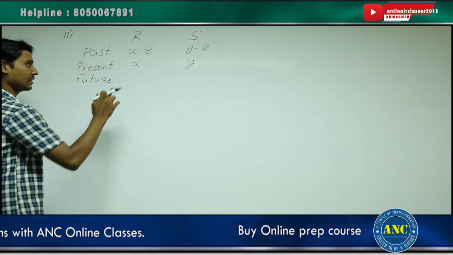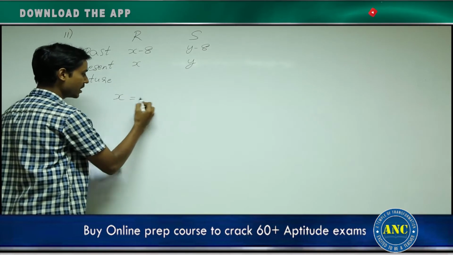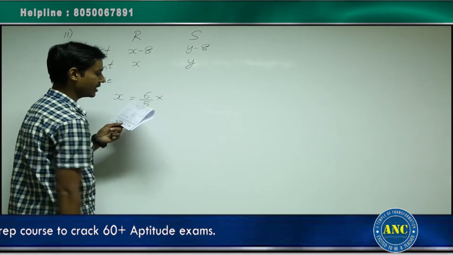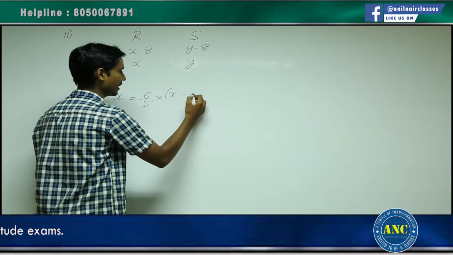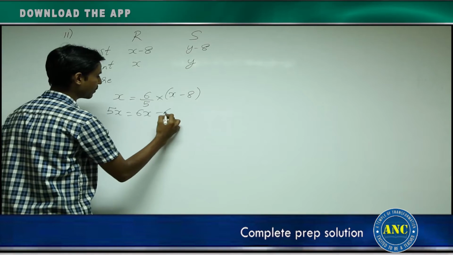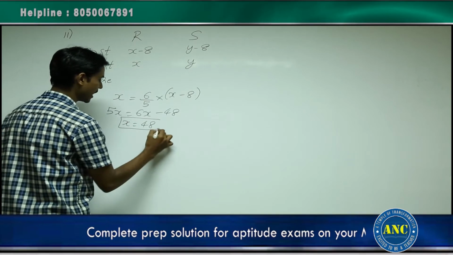His present age, what is the present age? X. X is 6/5 times his age at the time of his marriage. What is his age at the time of his marriage? X minus 8. So if I simplify, 5x is equal to 6x minus 48. X is equal to 48. I will get the value of x as 48.